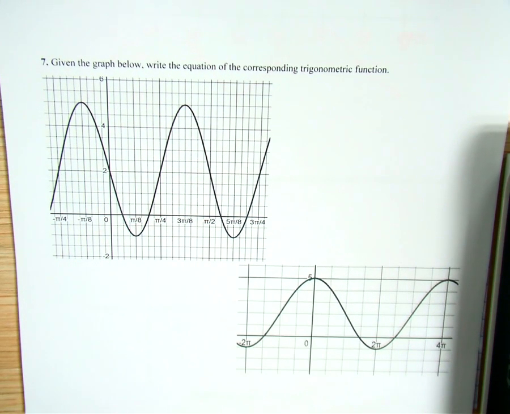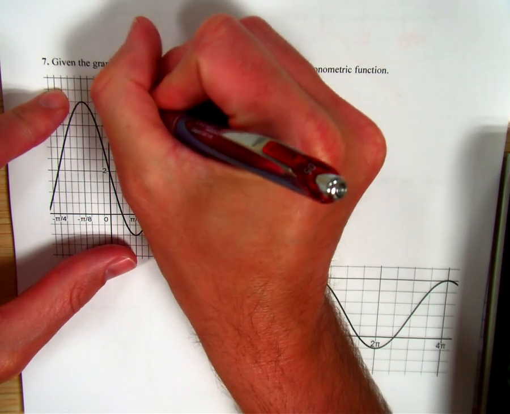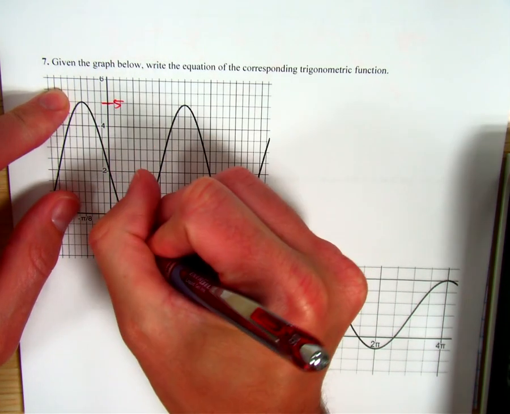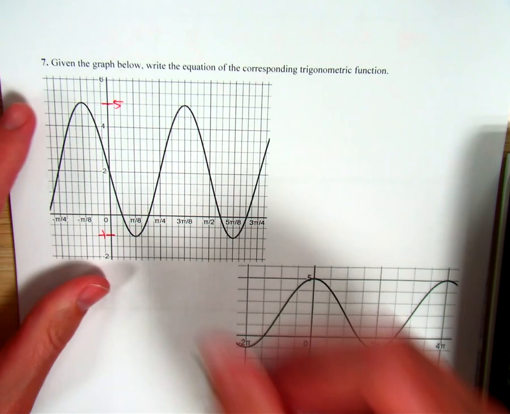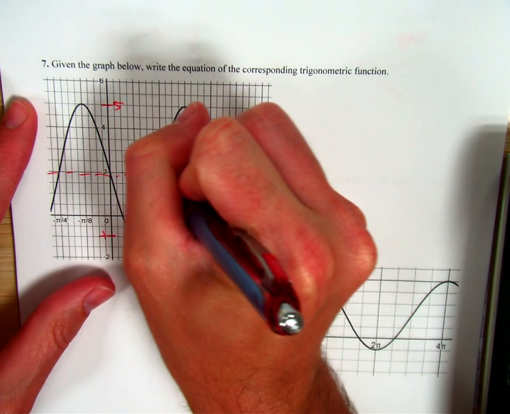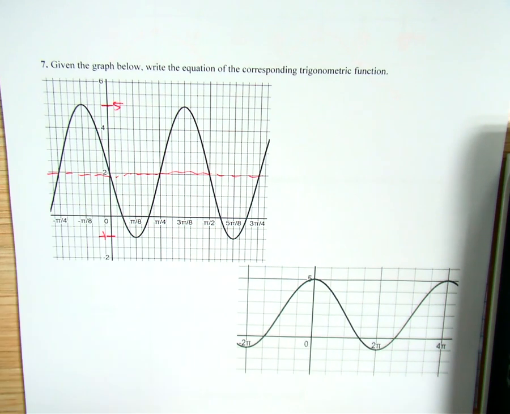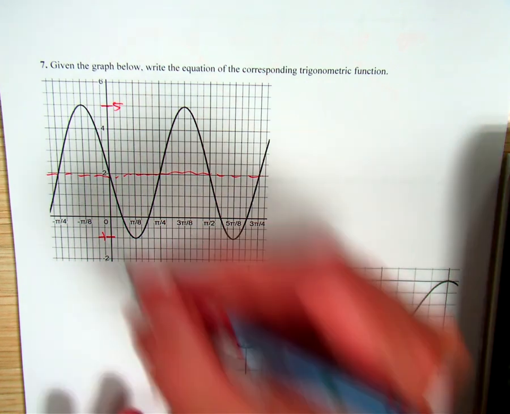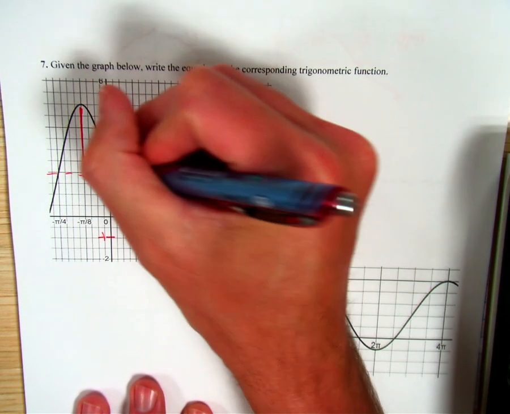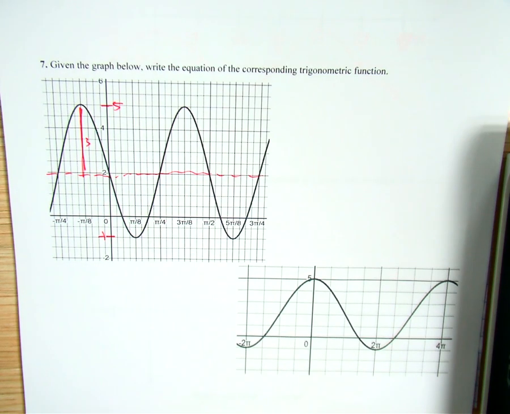Okay? Alright, so first thing I'm looking at is top and bottom. The top is 5, the bottom is -1. So what's in the middle of 5 and -1? 2. So that's going to be a vertical shift. We're going to be +2 on the back of whatever our equation is. Okay? From the midline to the top, that's a gap of 3. 2 to 5, that's a gap of 3. That's our amplitude, your front multiplier.